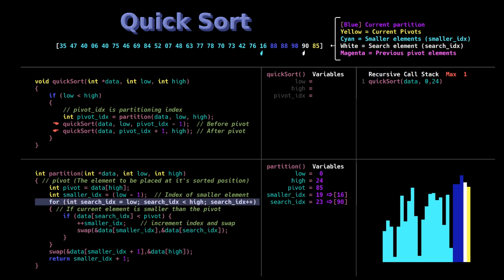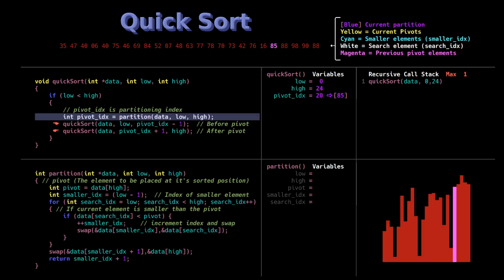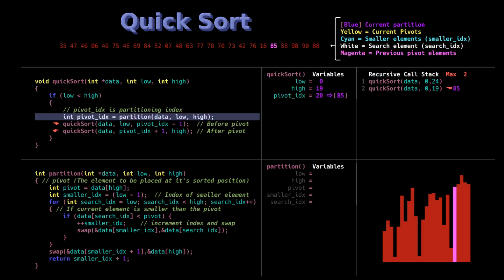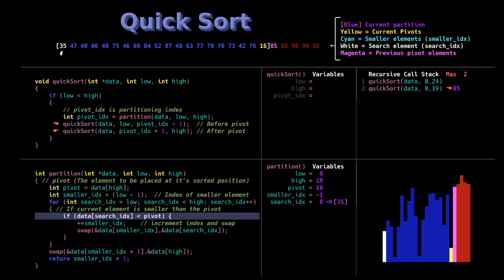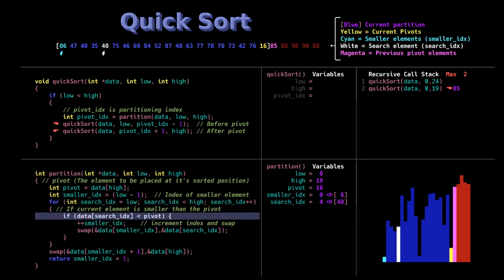And now the pivot, 85, is swapped with the element 1 beyond the smaller index, which is also larger than the pivot, making all elements smaller than the pivot 85 to the left, and all elements larger to the right. Now the partition is 0 to 19 and is left of 85, the previous pivot, and its pivot, the last element of the partition, is 16.